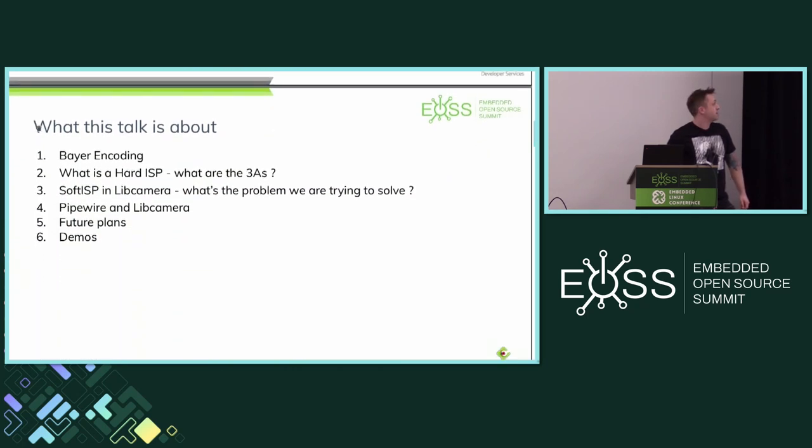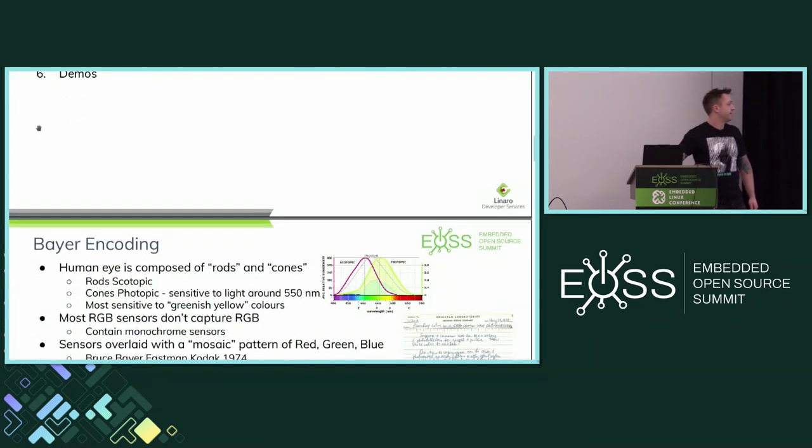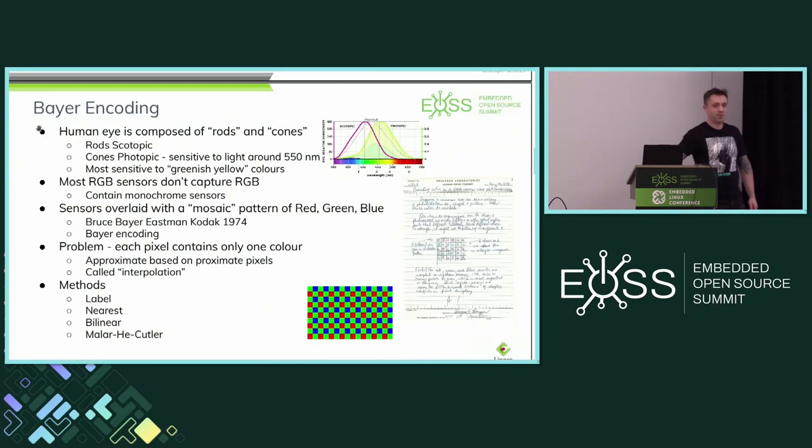So, what is this talk about? Bayer encoding: what is Bayer encoding, and why do we care? What is a hard ISP? What are the three A's? What is an ISP? Soft ISP and libcamera. Why is that a thing? Why do we care again? libcamera and PipeWire integration. The future plans for what we want to do with Soft ISP and libcamera, and a demo. Always very risky doing a demo.